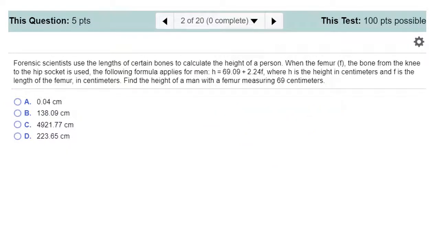On question number 2, we're given another formula per se used by forensic scientists. And this is the formula, H equals 69.09 plus 2.24 F. It had told us that F is the femur, that is the length of the femur bone, and that is in centimeters. And then it says H is going to be the height of the person in centimeters.